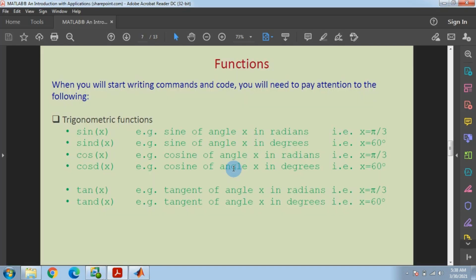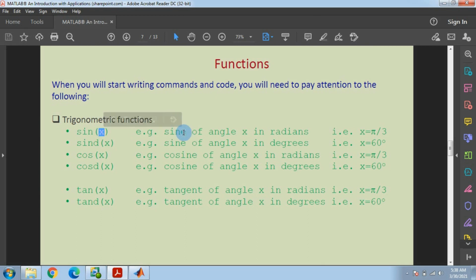Some more important functions are the trigonometric functions. So if you want to take the sine of a value, you just have to write sin and then specify the value that you want to take the sine of. But the angle that it takes should be in radians.